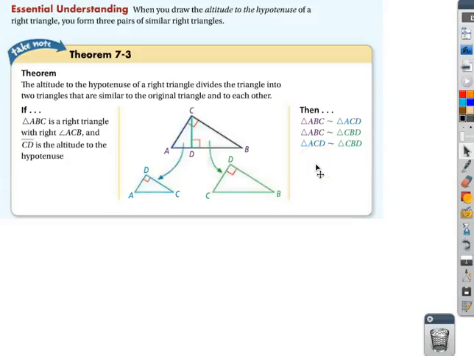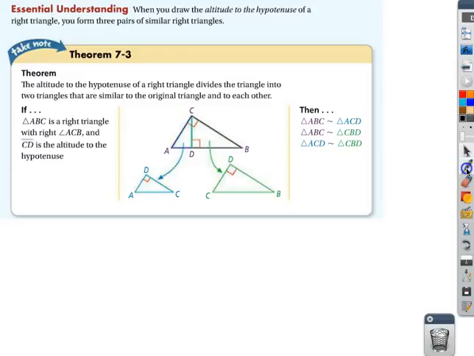All right, today we're going to be dealing with how triangles are similar when you use the altitude to the hypotenuse of a right triangle. So I guess first what I need to check on is, does everybody understand what the altitude to a hypotenuse is? Can you find that particular line if I draw you a figure?